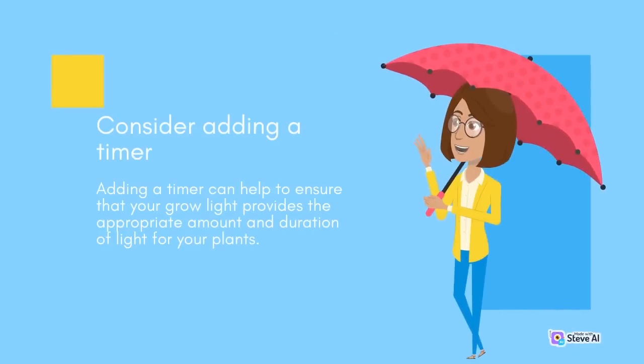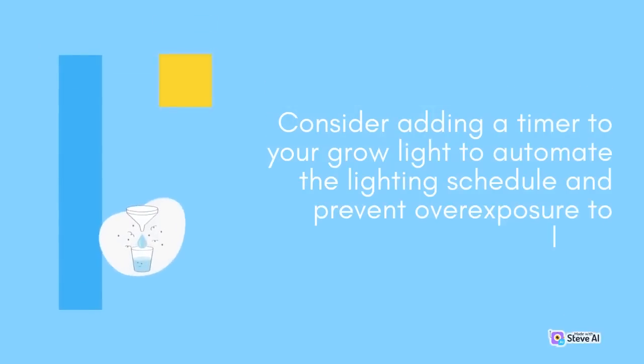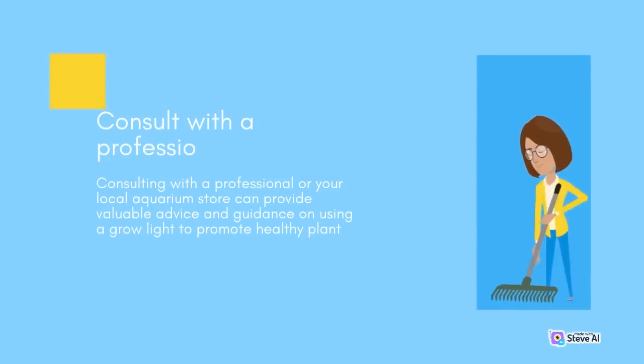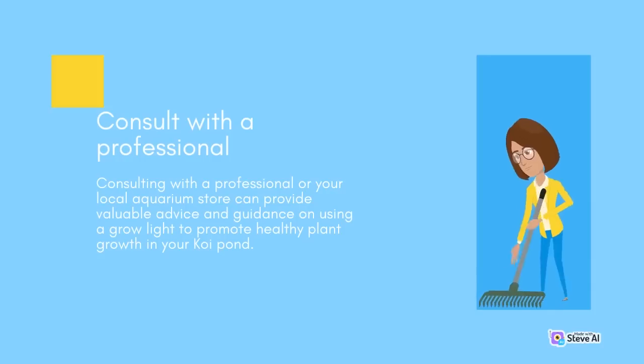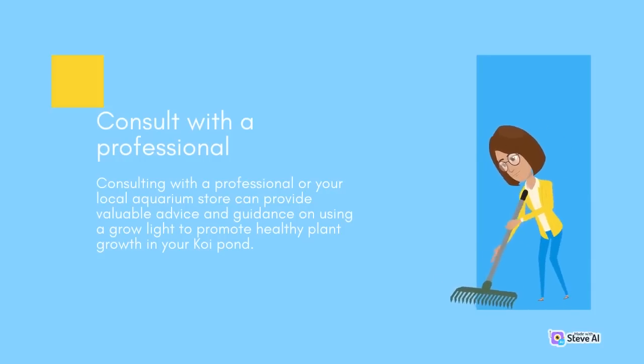Consider adding a timer. Adding a timer can help to ensure that your grow light provides the appropriate amount and duration of light for your plants. Consider adding a timer to your grow light to automate the lighting schedule and prevent overexposure to light. Consult with a professional. Consulting with a professional or your local aquarium store can provide valuable advice and guidance on using a grow light to promote healthy plant growth in your koi pond.